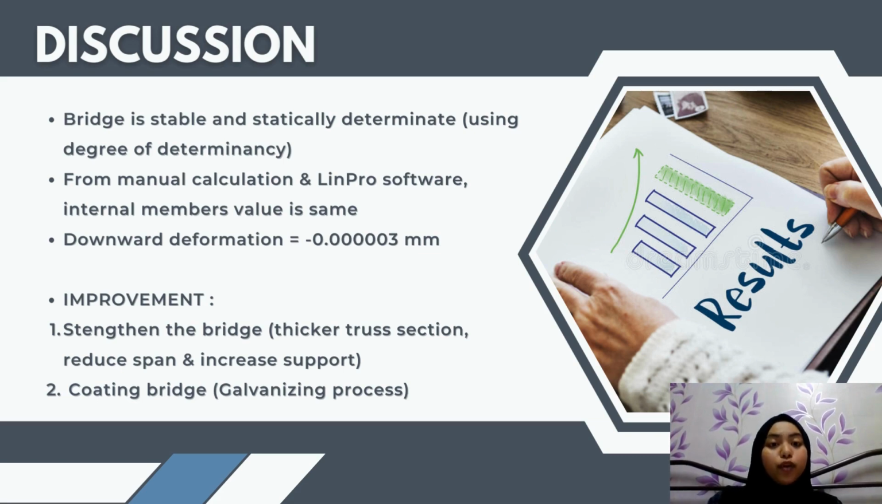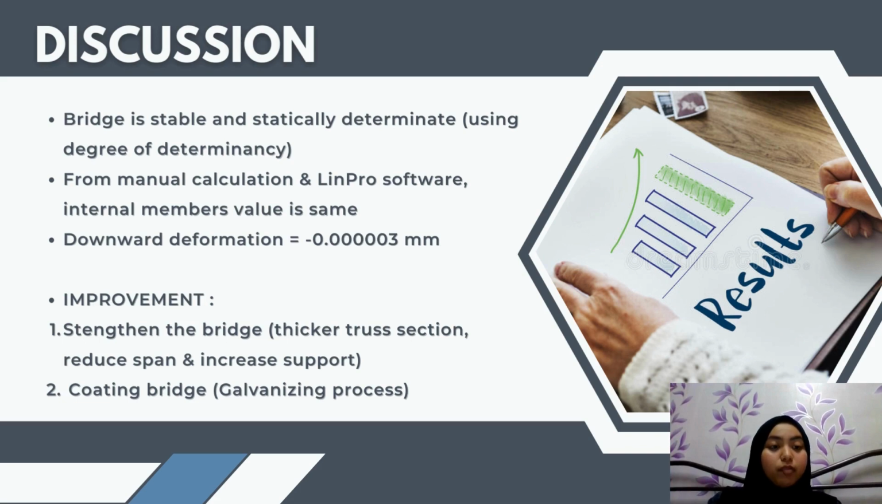Next, by using the LIMPRO software, the value of vertical deflection for the bridge is negative 0.000003 mm, which is a downward deformation. And from the value of vertical deflection, it can be assumed that the bridge specification is stable, as the result from the calculation is a small value.